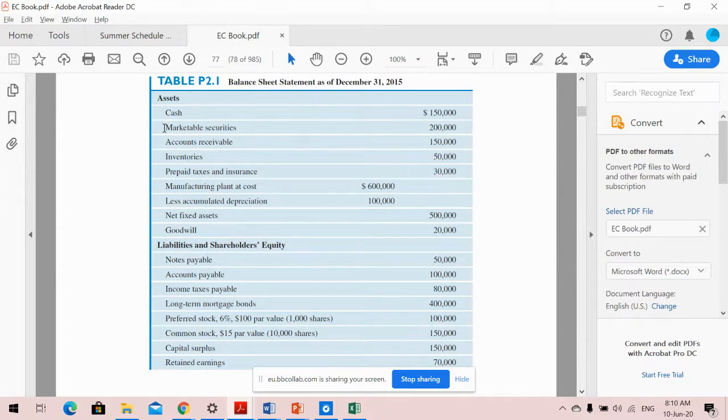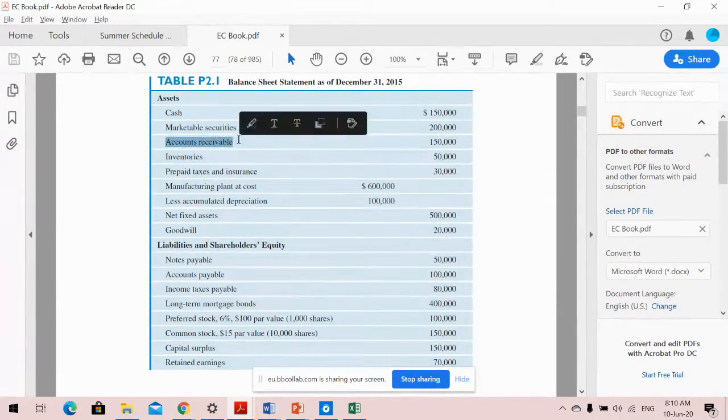So marketable securities. Just listen carefully: in some questions you may see short-term investment instead of this one. This is just another name for marketable securities. Note it down, very important. So this is also a current asset.